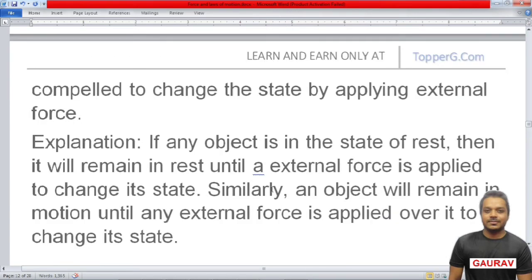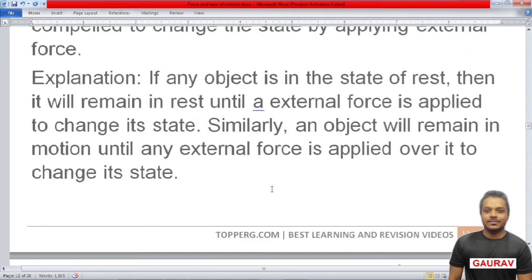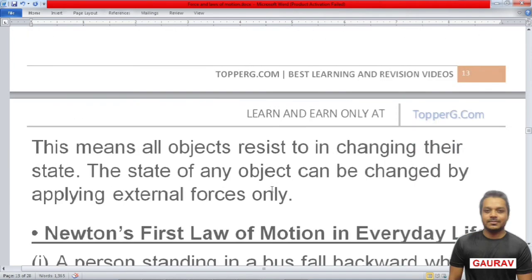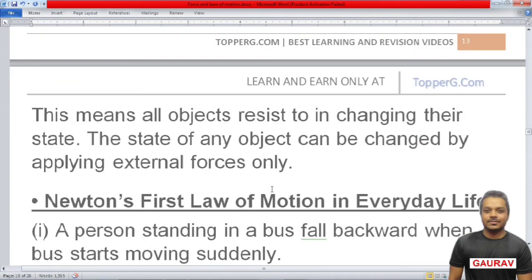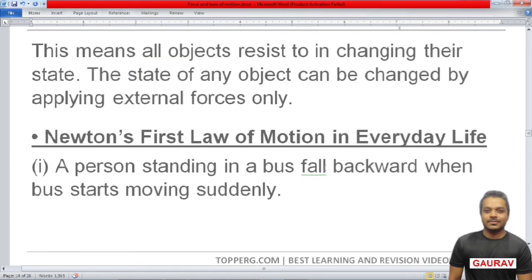Explanation. If any object is in the state of rest, then it will remain at rest until an external force is applied to change its state. Similarly, an object will remain in motion until any external force is applied over it to change its state. This means all objects resist changing their state. The state of any object can be changed by applying external forces only. Newton's first law of motion in everyday life.